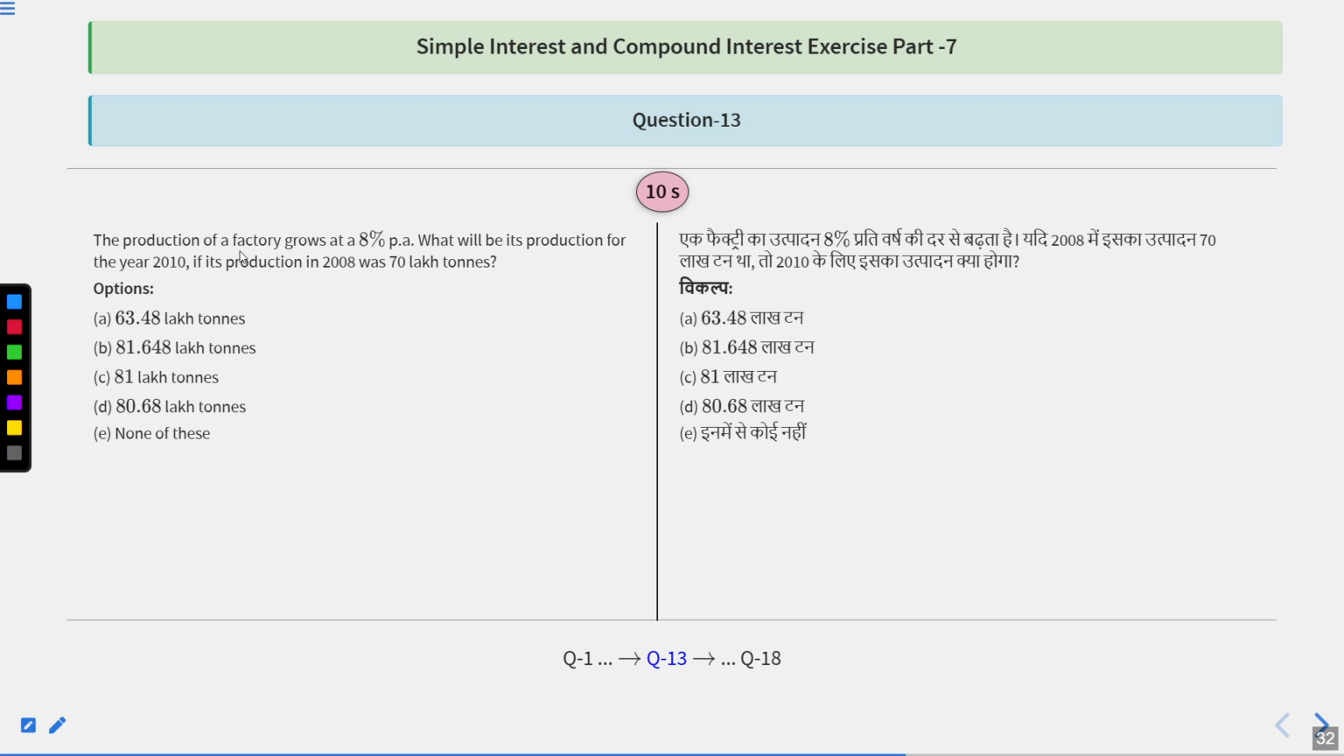The production of a factory grows at 8% per annum. What will be its production for the year 2010 if its production in 2008 was 70 lakh ton? You have 5 options and 10 seconds to analyze the question. Your time starts now. Now time's up. Let's see the solution.